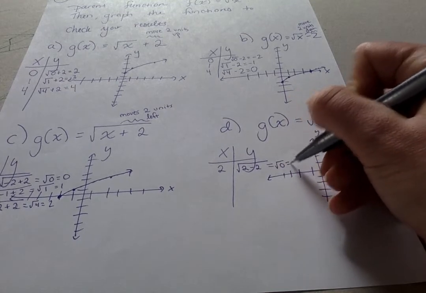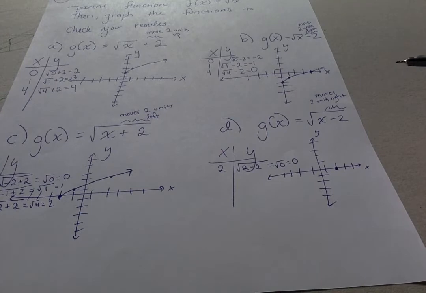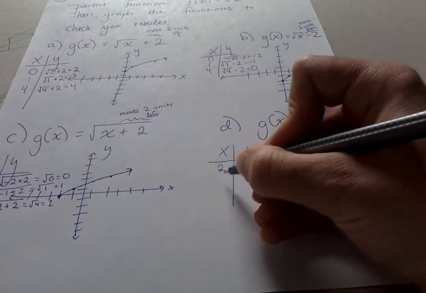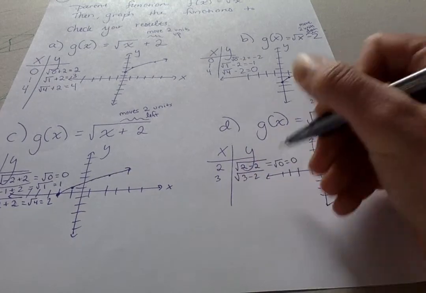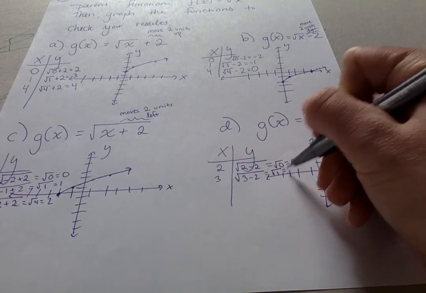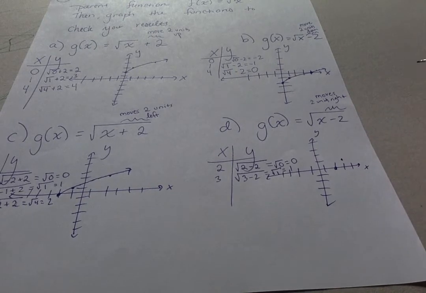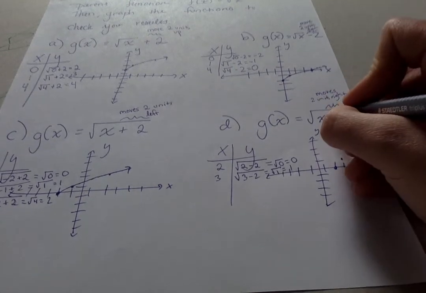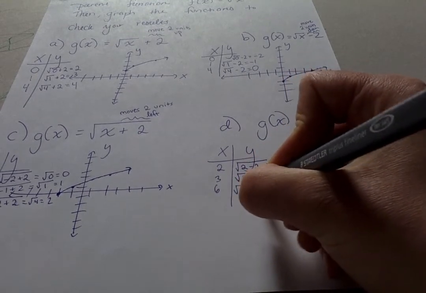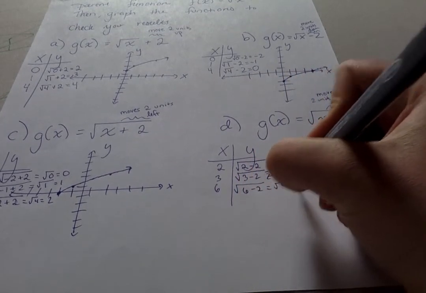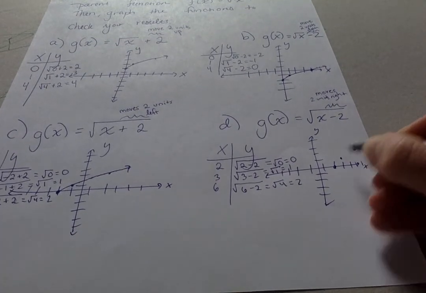So I get the square root of 0, which is 0, and then I can plot 2, 0. The next value I can put in is 3 because 3 minus 2 is 1, and 1 has a nice square root. The square root of 1 is 1. Then I can put in 3, 1. Another thing I can put in is 6, because 6 minus 2 is 4, and we know what the square root of 4 is. It's 2. So now I have the point, it's a little far off my graph, 6, 2.